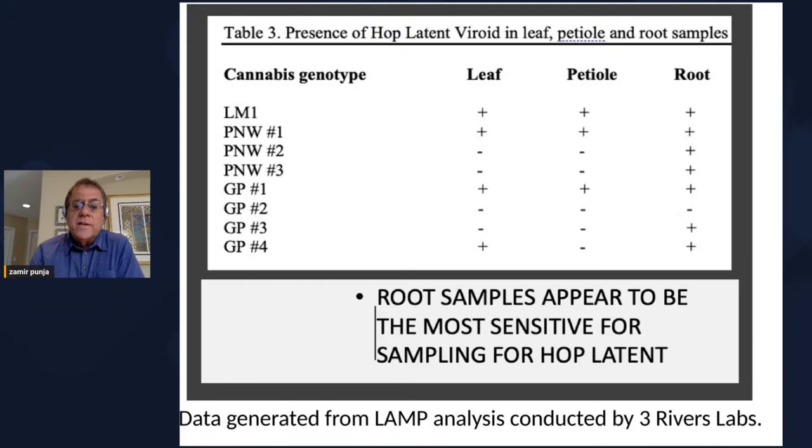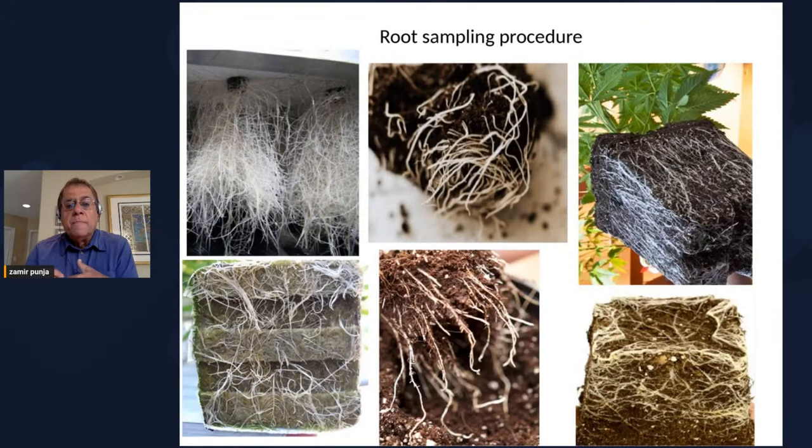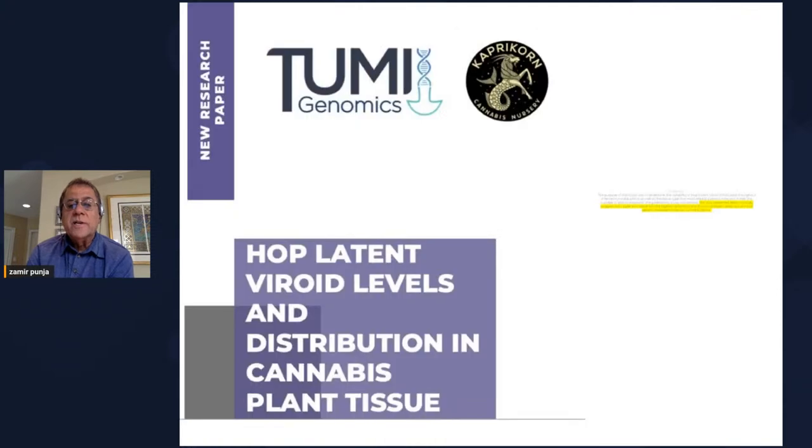And after we completed the study, or at about the same time, we ran a whole bunch of more samples, as you can see here. And the roots can be taken from any part of the root system, but ideally the actively growing part or even roots that are further down in here that have developed better are good sources for testing for hop latent viroid. And as we were doing these studies, a report came out from Tumi Genomics that also found that the hop latent viroid levels and distribution is much more consistent in the roots than it is anywhere else in the plant. And they recommended as well that roots be used for sampling for this particular pathogen.